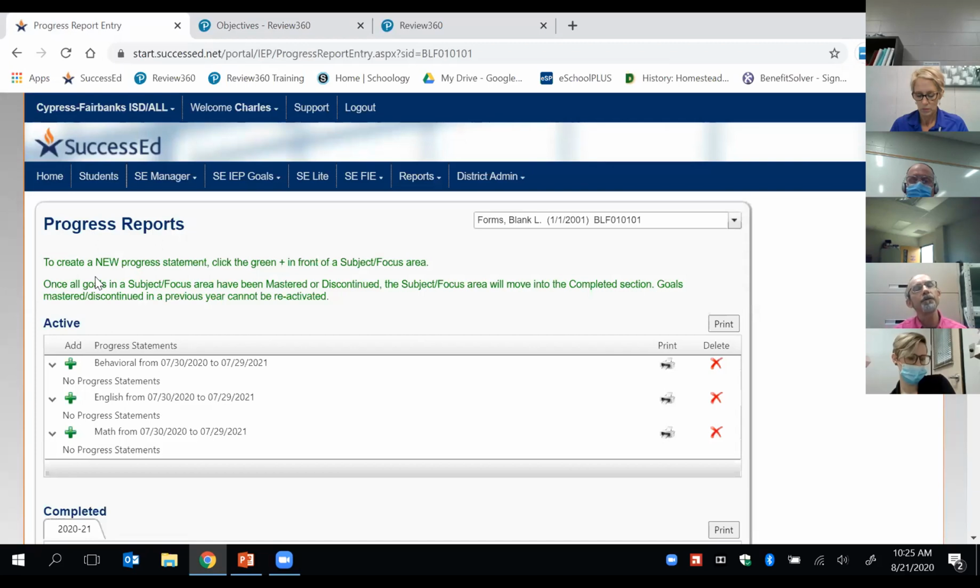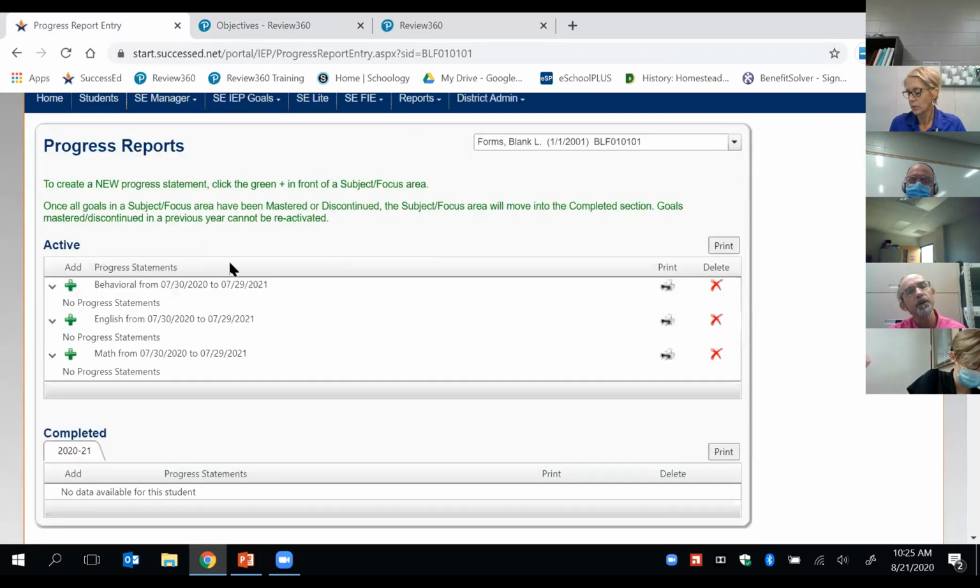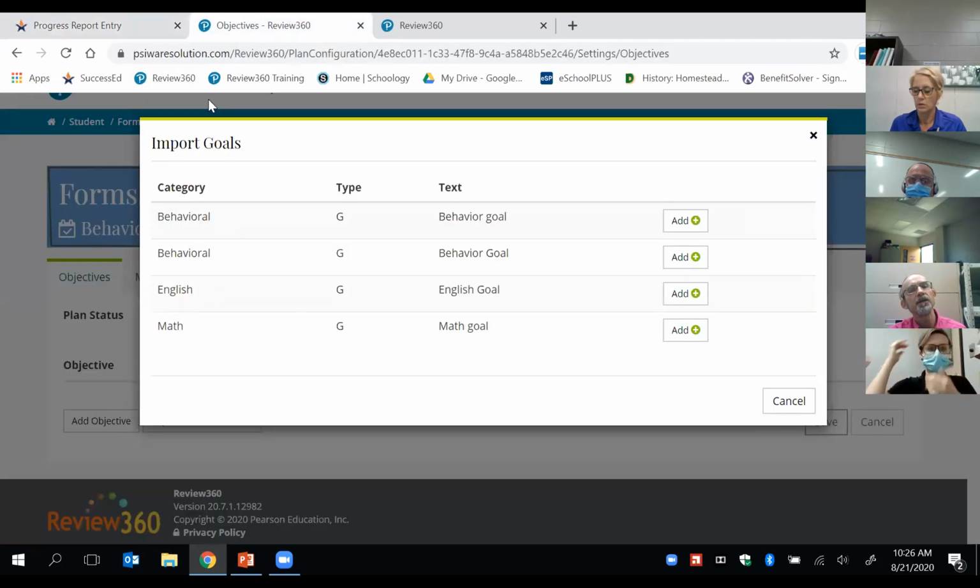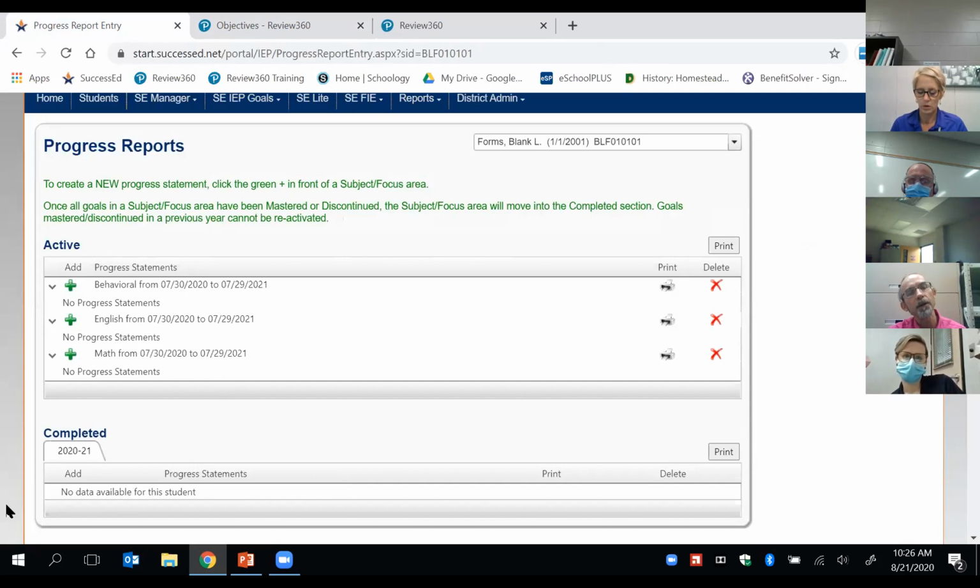So before you're in Review 360 and you want to start importing the information from Success Ed, you've got to have a good, clean set of progress reports. After a meeting, you want to make certain that all the old stuff has been coded out and it's down at the bottom, because this information that you see right here is where it's pulling from. We don't care about this stuff down here. It's been dispensed with. It's coded out. We've got a new set of goals, annual goals that we're interested in taking data on. So again, make certain that you've got a clean set.